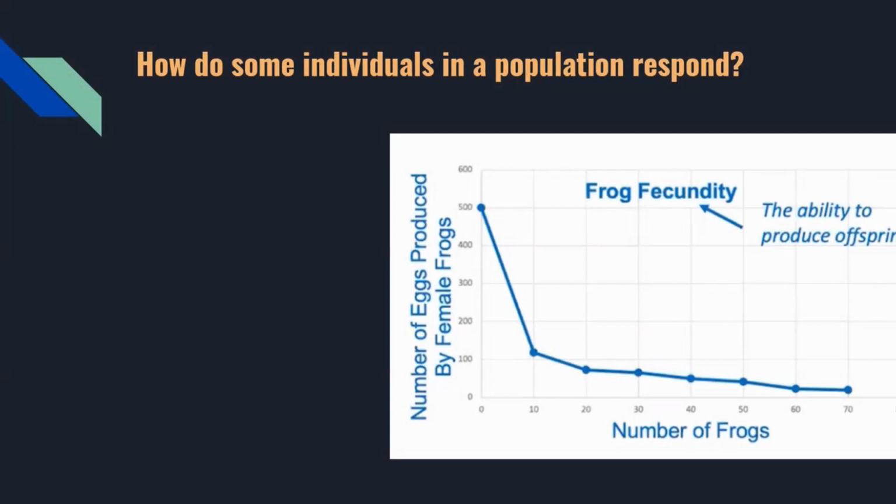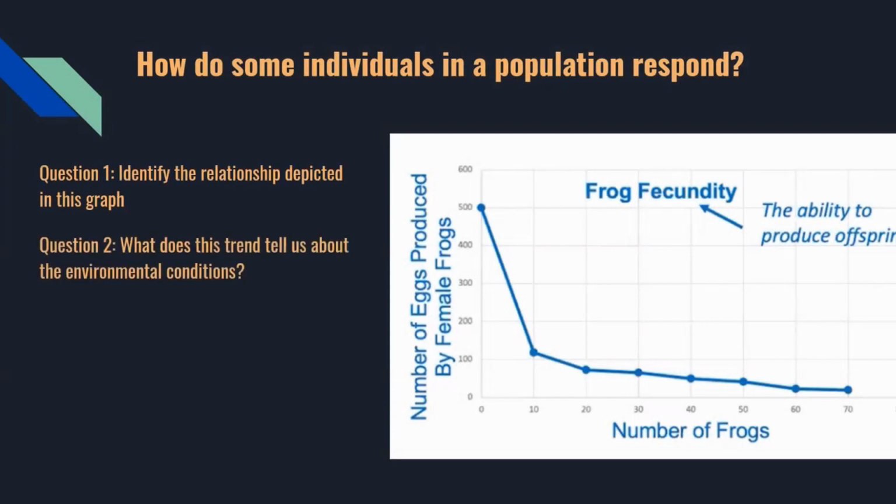Now, how do some individuals in a population respond to these changes? So on the graph, you're going to see the frog's ability to produce offspring. You're going to see a graph with number of frogs and the number of eggs produced by female frogs. Question 1. Identify the relationship depicted in this graph. What is this graph showing you? And for question 2, what does this trend tell us about the environmental conditions in the frog's habitat?